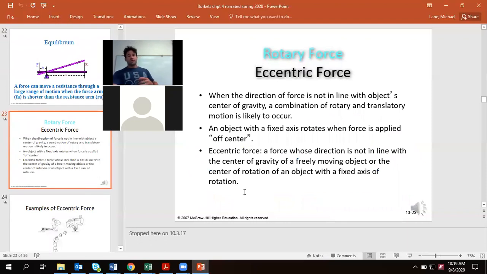Now, eccentric force is what we call it whenever the direction of the force is not perfectly in line with the object's center of gravity. So this means not just are we going to have translatory motion, aka pushing something back, but we're also going to have a rotational force. And what's going to happen is this force is going to cause that object to start to rotate, or at least try to rotate.